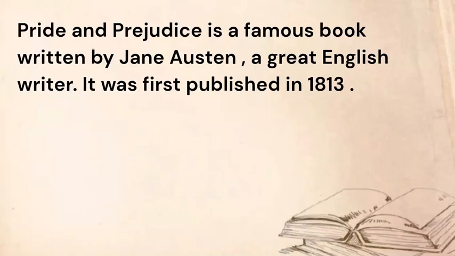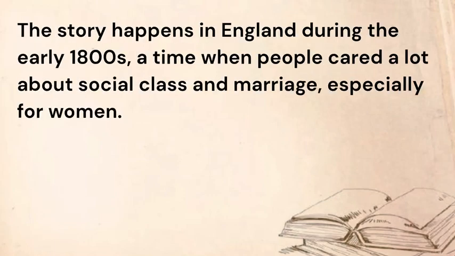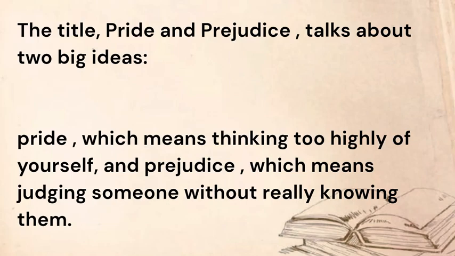Pride and Prejudice is a famous book written by Jane Austen, a great English writer. It was first published in 1813. The story happens in England during the early 1800s, a time when people cared a lot about social class and marriage, especially for women. The title, Pride and Prejudice, talks about two big ideas. Pride, which means thinking too highly of yourself, and prejudice, which means judging someone without really knowing them.